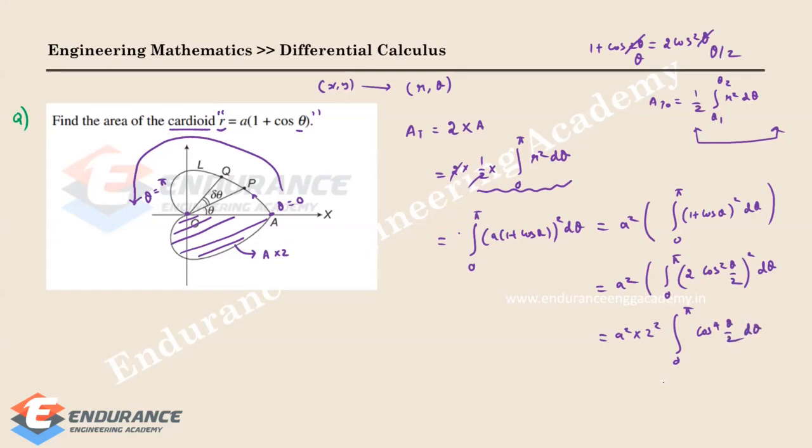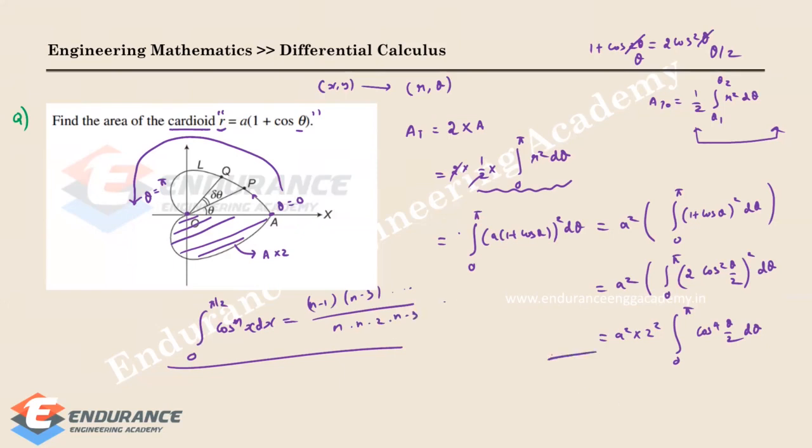If you observe this one, again we have the standard form: the integration from 0 to pi by 2 of cos power n x dx. We know the standard form for this: the numerator will be n minus 1 into n minus 3, etc., and the denominator will be n into n minus 2 into n minus 4, etc.